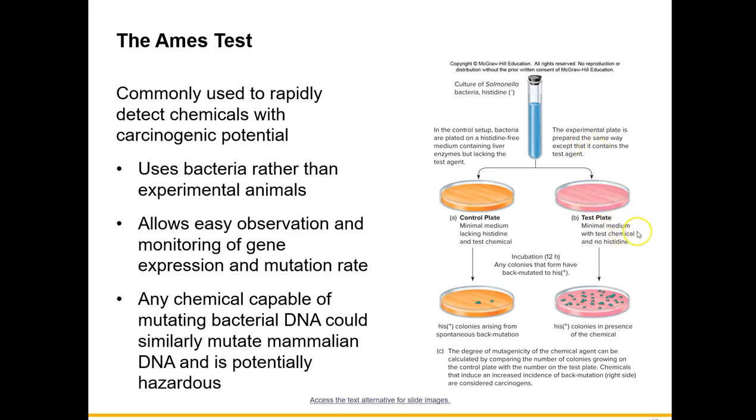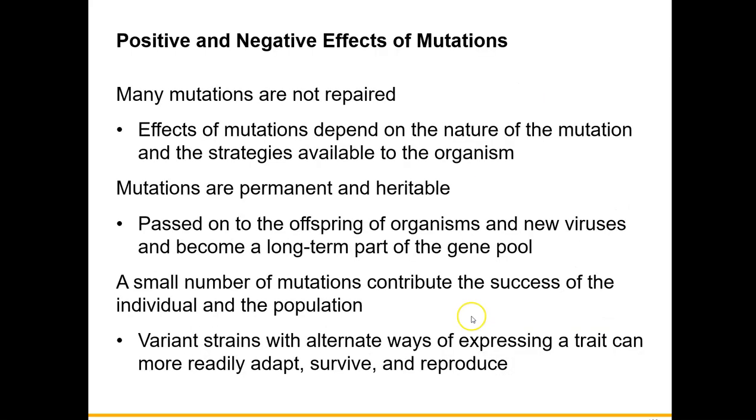So it's a minimal media that has no histidine, and you incubate it to form that back mutation, and then the degree of mutagenicity, oh gosh, I can't say that, can be calculated by comparing the number of colonies growing on the control plate versus the test plate. So chemicals that induce an increased incidence of back mutation are considered carcinogenic. So whatever this was on this test is drastically larger than the control.